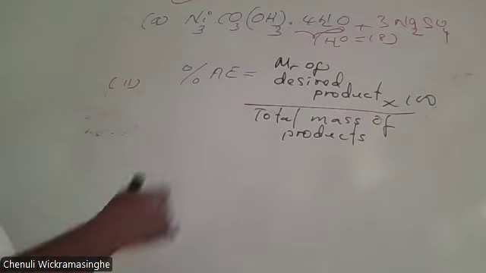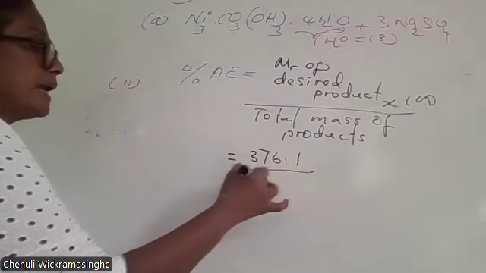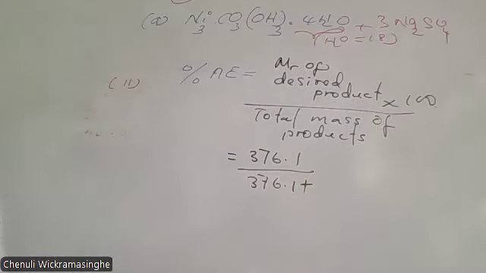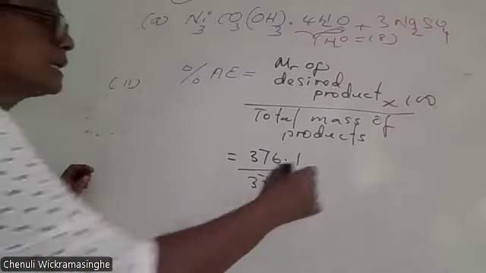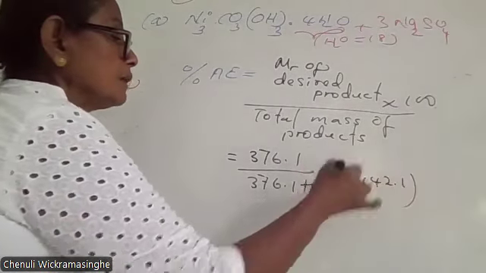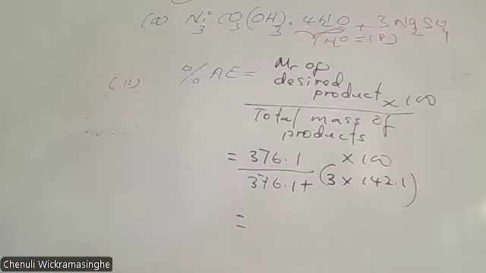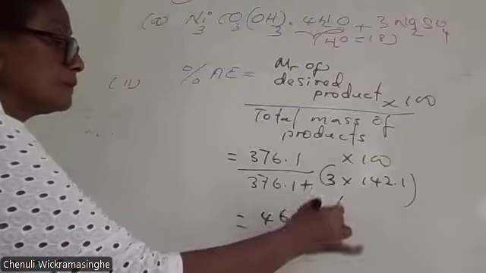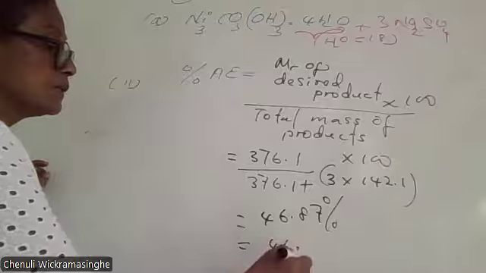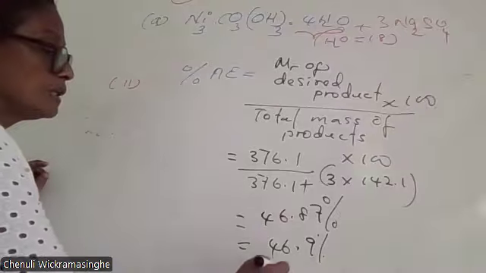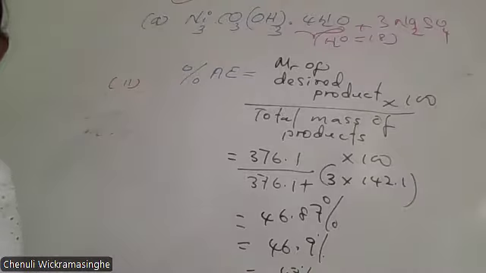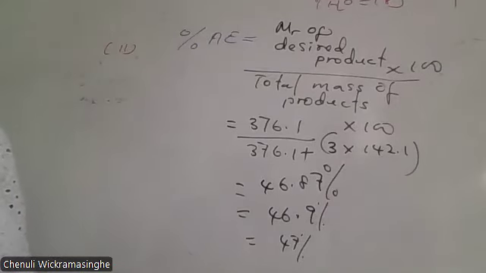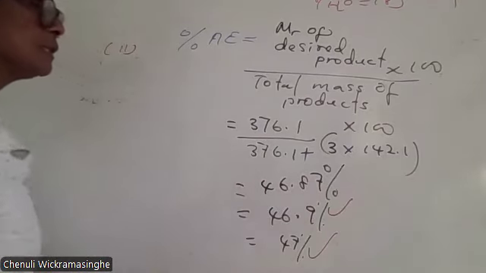Once you use this formula, the desired product mass is 376.1 over 376.1 plus 3 times sodium sulfate. Sodium sulfate has a molar mass of 142.1. When you multiply that by 100, you obtain the percentage atom economy, 46.87. To the nearest whole number, it is 46.9%, or else you can leave 47%, because it is not asking for significant figures or a number of decimal places. So you can choose one of the answers. You can leave it with one decimal or to the nearest whole number.